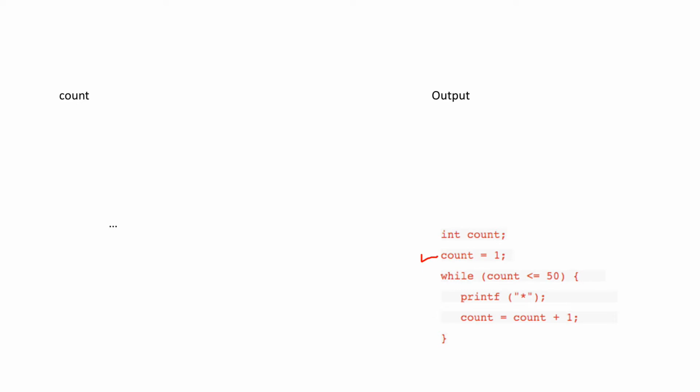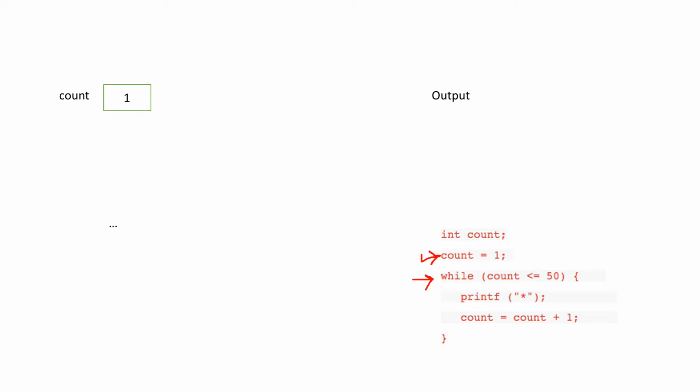This is the initialization, right? Count is 1. So the first thing that happens is the variable count in the memory gets a value of 1. Now, the next step is the while condition. And remember, the while condition is a Boolean expression. So it actually checks, is count less than or equal to 50? That's the check that's made here.